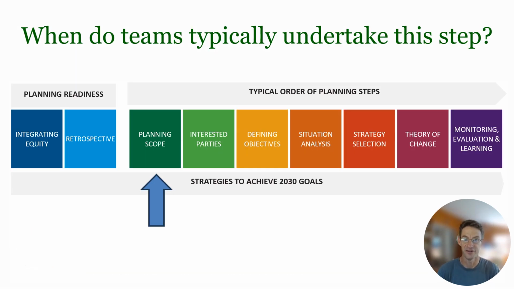Because this module is designed to set teams up for success with subsequent modules, we place it at the beginning of the typical order of planning steps, and you'll see that represented in the figure in front of you right now. For those teams that have some idea that there may be key points of divergence in scope, we encourage them to take the Planning Scope module early, because without doing so, those points of storming and those challenges quickly emerge as they move into other modules.